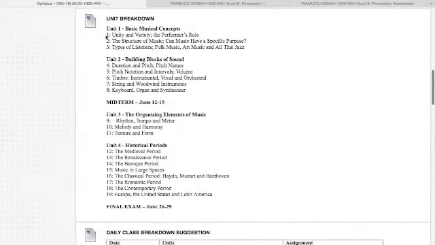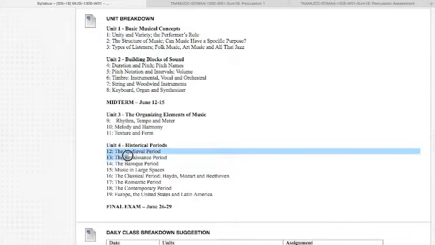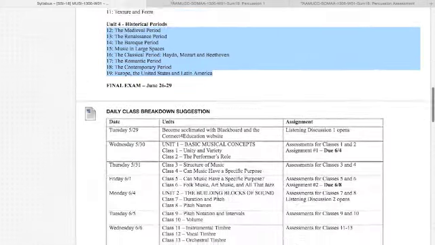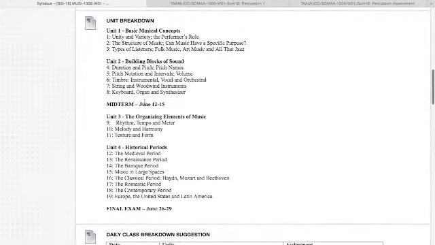What I was saying before, I believe the first 3 units are 11 days. The last unit is 8 days. So the last unit's pretty intense. I'll talk about that in a moment too. And you can see the exam dates, June 12th to 15th and 26th through 29th.